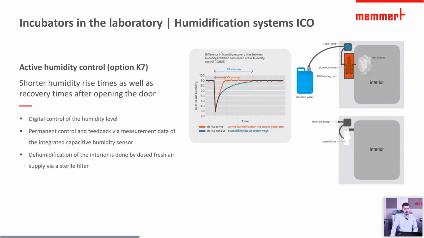The picture on the right shows how the active humidification of the K7 works. Distilled water is pumped through a hose pump into an aluminum hose, which is heated to approx 160 degrees by a PTC heater to ensure sterility. It is then injected into the chamber as hot steam.